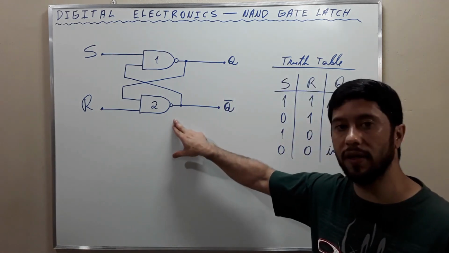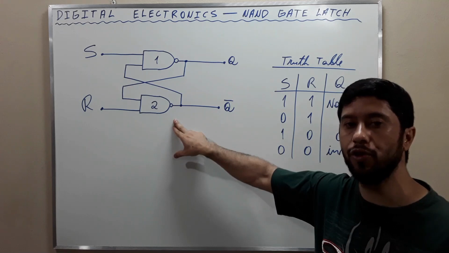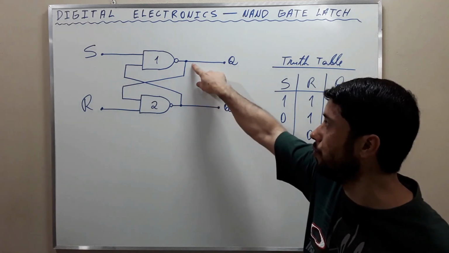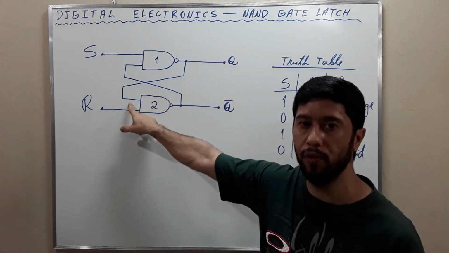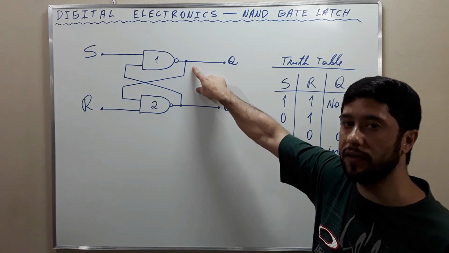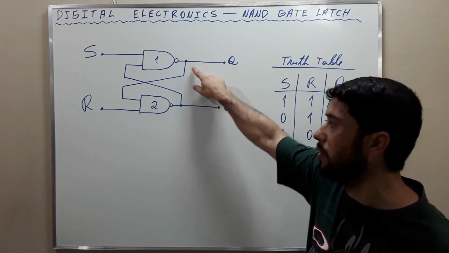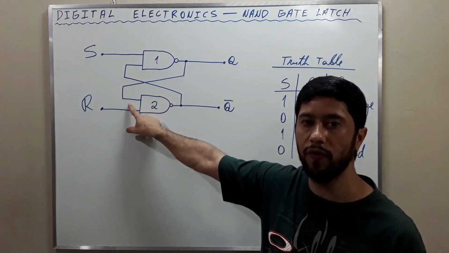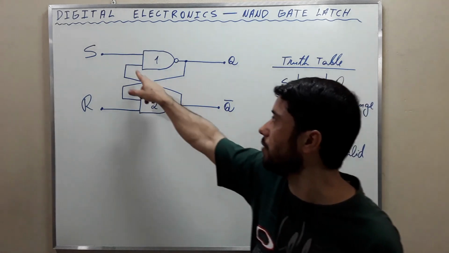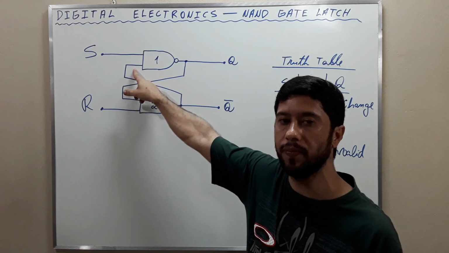Observe that the NAND gate latch is composed of two cross-coupled NAND gates, where the output of one is connected to the input of the other. For example, observe that the output of NAND gate 1 is connected to the input of NAND gate 2, and the output of NAND gate 2 is connected to the input of NAND gate 1.